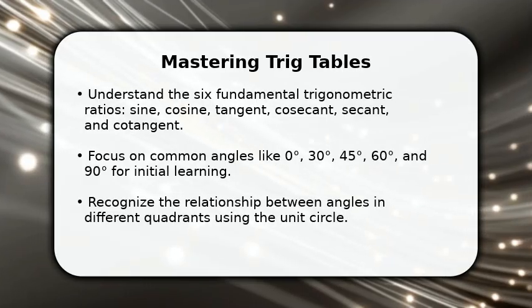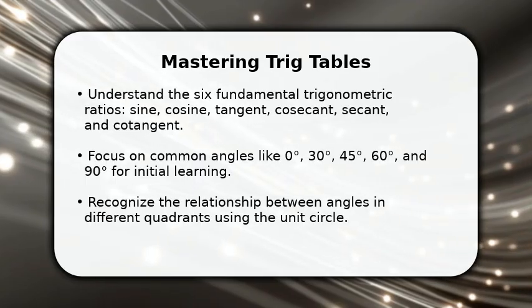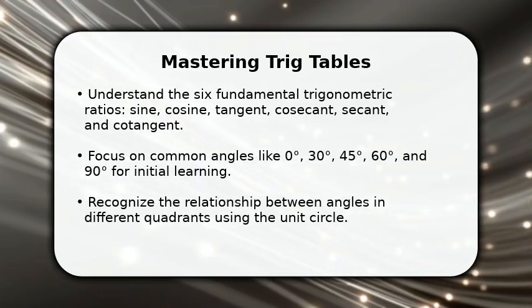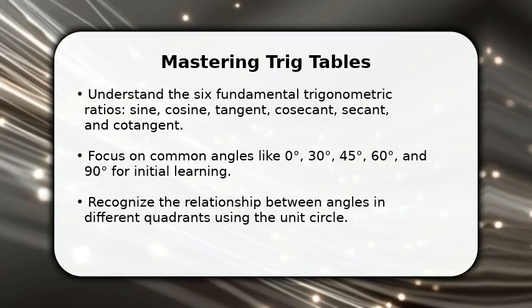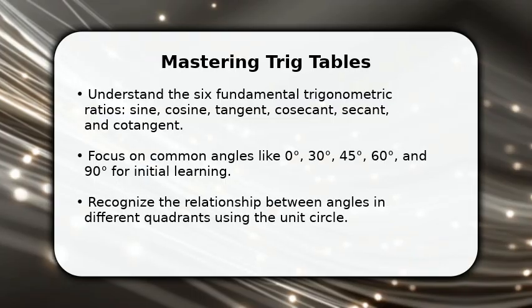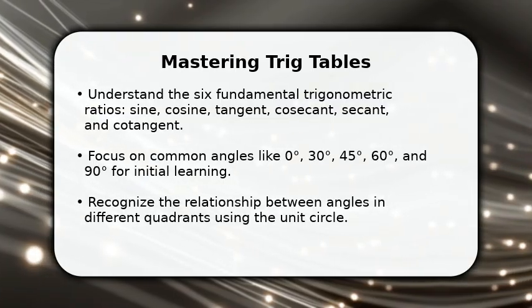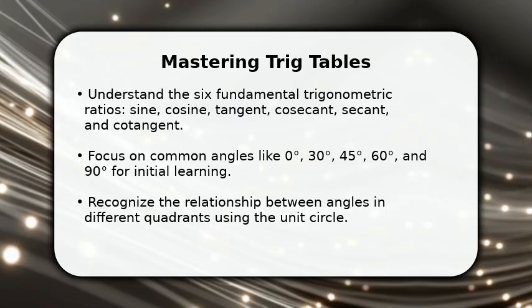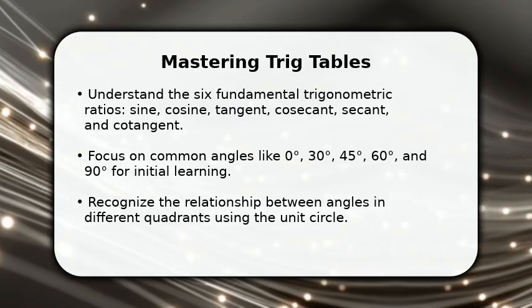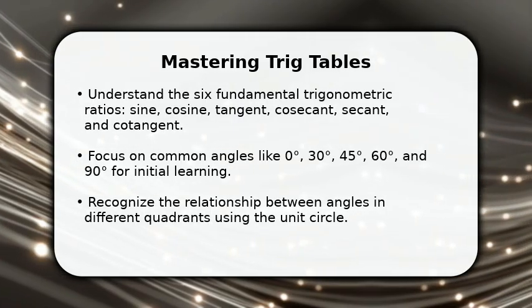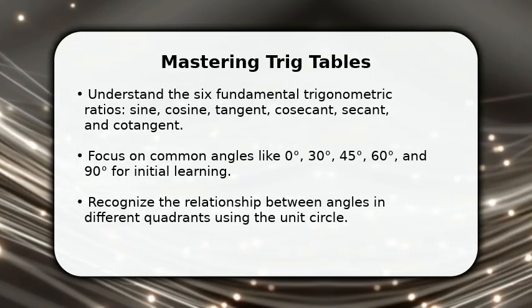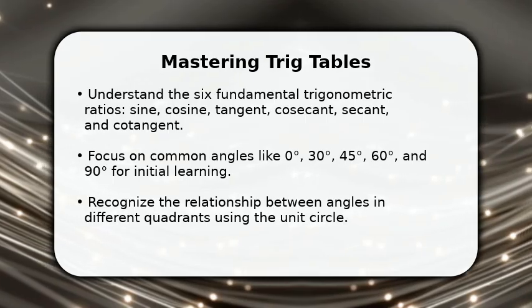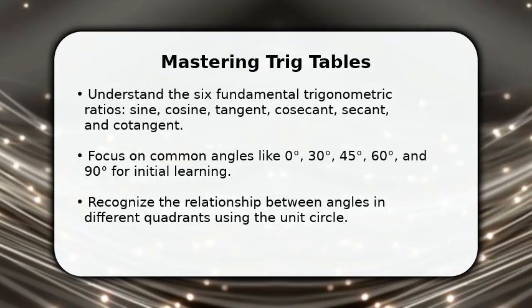In this video, I will explain how to learn trigonometry tables. First, let's grasp the basics. You'll want to understand the 6 main trigonometric ratios: sine, cosine, tangent, cosecant, secant, and cotangent. We'll concentrate on key angles such as 0 degrees, 30 degrees, 45 degrees, 60 degrees, and 90 degrees. Knowing these foundational values is crucial for building your understanding and quickly recalling information.